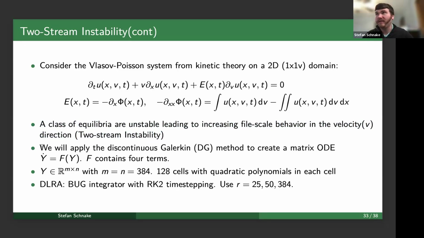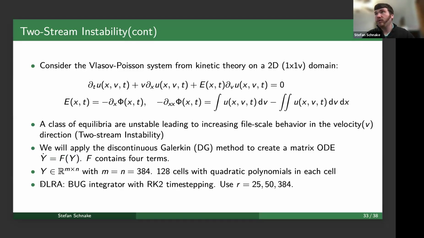So I want to apply that technique to discretize the PDE in space, X and V. And this will create a matrix ODE y dot equals f of y, where each point in y is a degree of freedom in xv. So you have degrees of freedom in x and degrees of freedom in v. In terms of the separability we talked about before, even though it's a 2D problem, because of stability constraints, this will contain 4 terms. So in this case, y is an n by n matrix with 384 degrees of freedom in each mode. That's because I'm taking 128 uniform cells and using quadratic polynomials, so times 3. So there are essentially 3 degrees of freedom in every cell in each dimension, each mode.